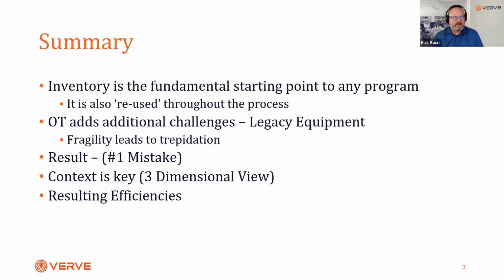In the context of OT, there are additional challenges that have led to that subpoint. Fragility leads to trepidation. There's a lot of concern about touching stuff in the OT space. And it does drive some behaviors that I think are short-sighted, and then also you handicap your ability to be successful in this space. And then the result is what I'm calling the number one mistake. And that's not rolling up our sleeves and doing it the right way the first time.